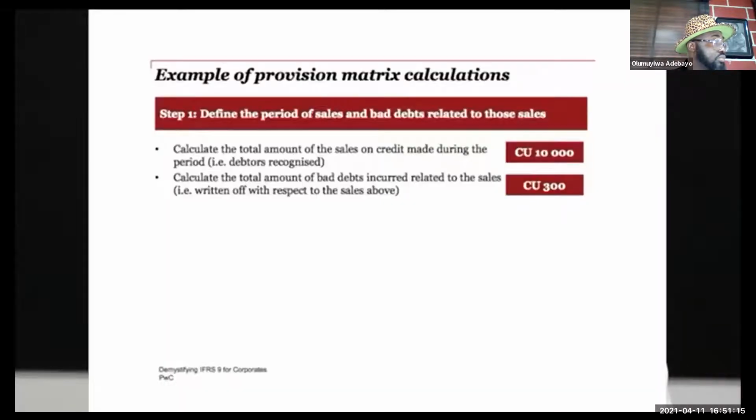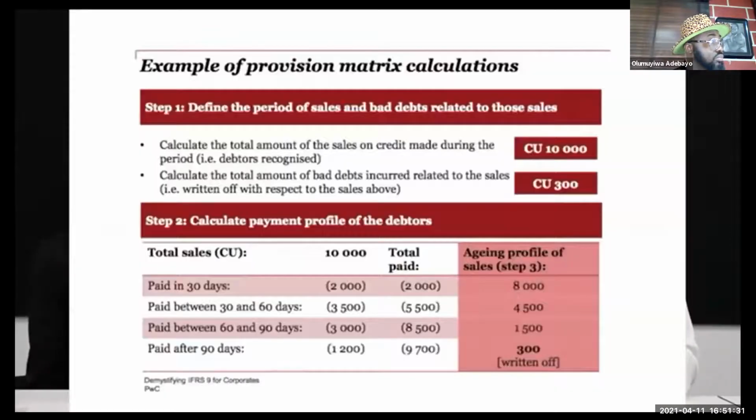For our example that appears on the slide, we've taken a period of 1 year, and within that period of 1 year we have sales of 10,000, and ultimately bad debts arising on those sales are 300. Okay, so what would you do next? So the second step is to calculate a payment profile for these receivables. It's key to work out how much of the receivables are outstanding after each period, up to the point when the bad debt is written off.